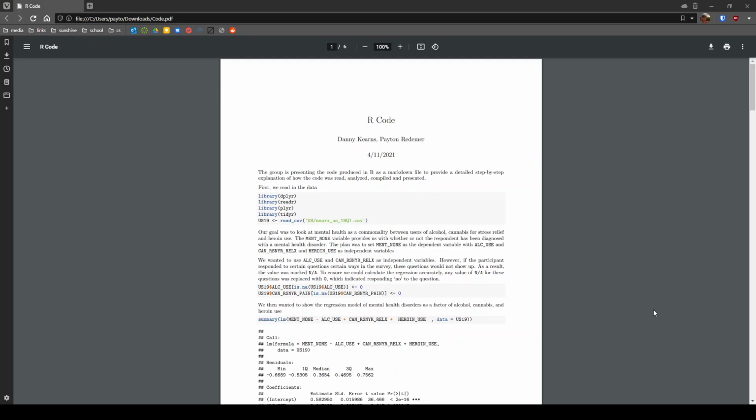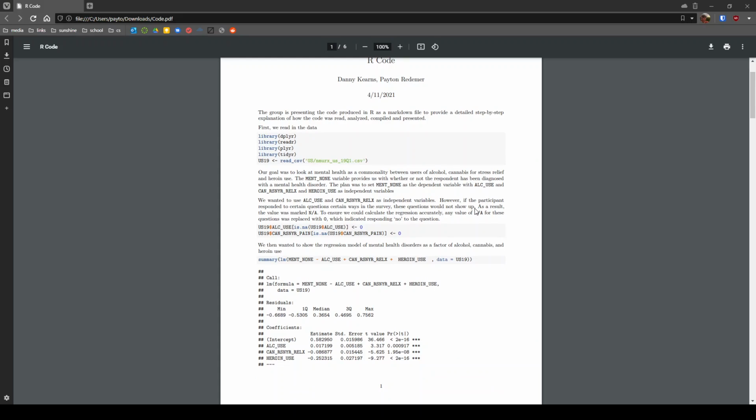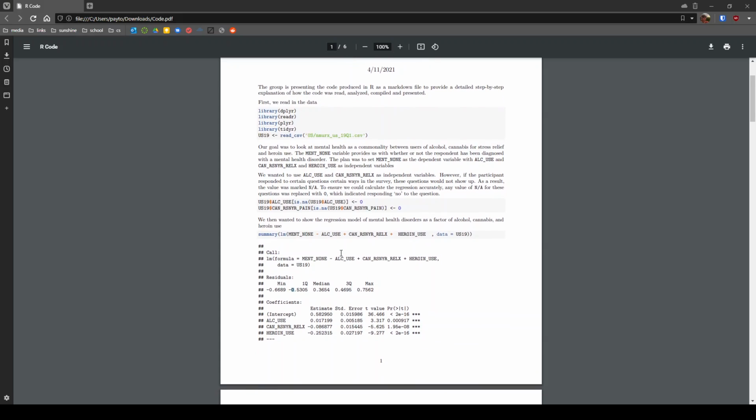Obviously these mental health disorders are very common, and it would be very valuable information if we could have predictors that could predict future drug misuse. So we started out by building a model that would predict whether a person has a mental health issue, and we used the variables alcohol use, the use of cannabis to relieve anxiety, and heroin use. That can be seen by this model right here. We chose these factors as they were the most commonly used drugs in the public today. These are the results right here, as you can see.